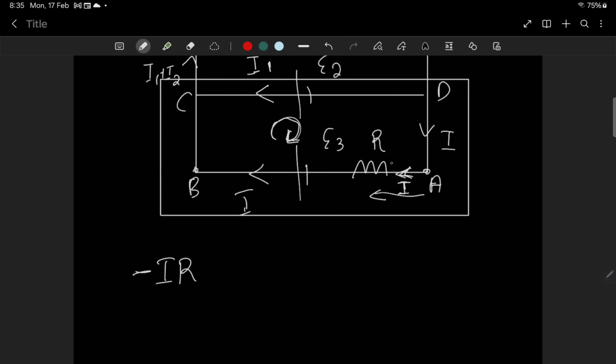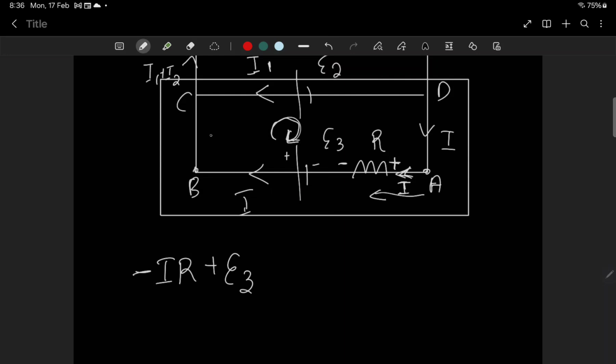The reason is that current travels from positive to negative terminal, for a resistor also. Here, from a high positive value, the voltage is decreasing to a minus value. So plus to minus means a decrease. That way, minus IR. Now we reached this E3 cell, from minus to positive we are jumping. So it's an increase. Therefore we add plus E3.